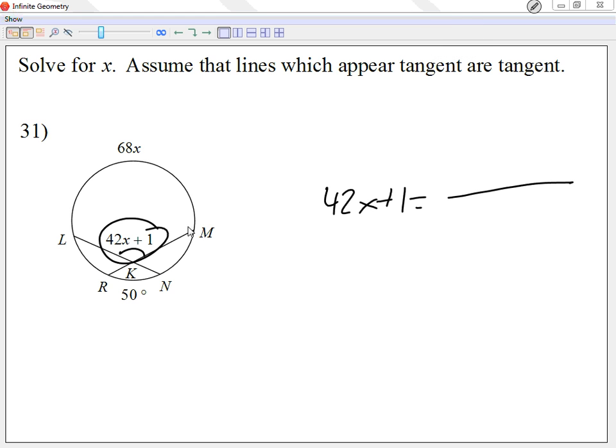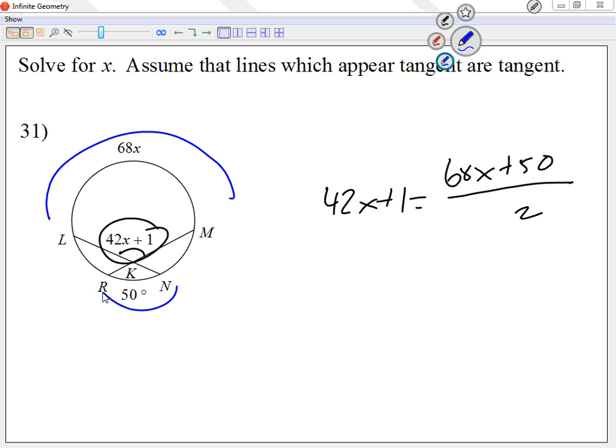So 42x plus 1. We always start with the angle. My fraction, 68x plus 50, good, over 2. Since the angle is inside the circle, we add the two arcs. Right? We add. So that's why we have those. All right, since there's an x in my fraction, I'm going to get rid of fractions by multiplying both sides by 2. So the left side is going to be 84x plus 2, and I multiplied everything by 2, equals 68x plus 50.